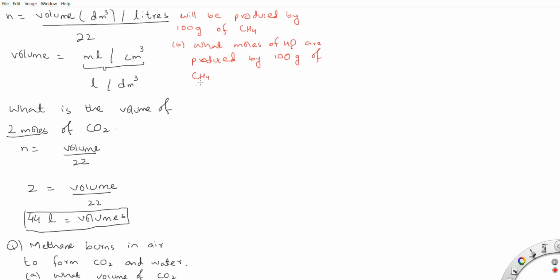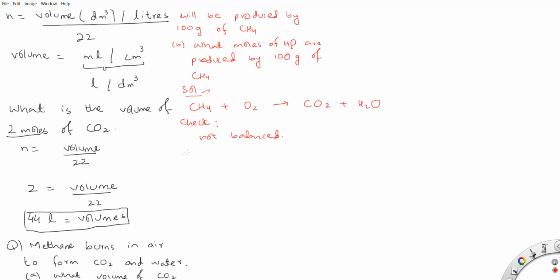So how do we solve this? First, we need to form an equation. Methane is CH4. It burns in air, that means it is reacting with oxygen. It forms two products, carbon dioxide and water. Then we need to check whether this equation is balanced. Carbon 1, carbon 1, hydrogen 4, hydrogen 2, oxygen 2 and oxygen 3. So it's not balanced, so I need to balance it up.